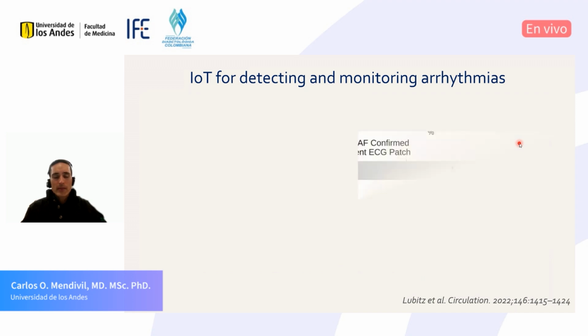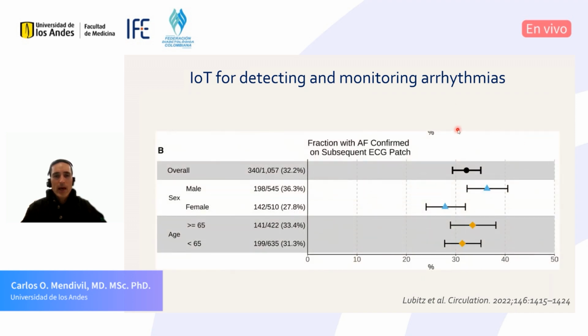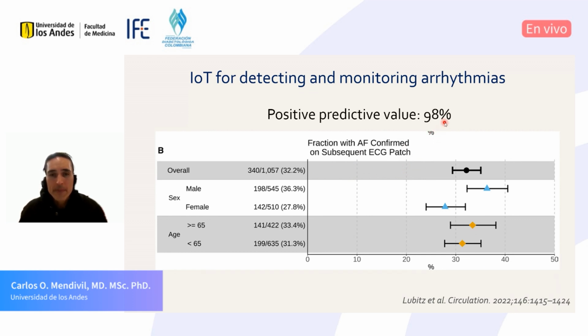When they applied this algorithm, what they found was that out of those reported as having a potential AF event using the Fitbit, about a third actually had confirmed AF with an ECG patch. So it is highly sensitive but not very specific, with a positive predictive value of 98%. As an initial screening measure it can be extremely useful. It may not yet be a diagnostic device, but for screening of AF, it definitely has quite a bit of potential.